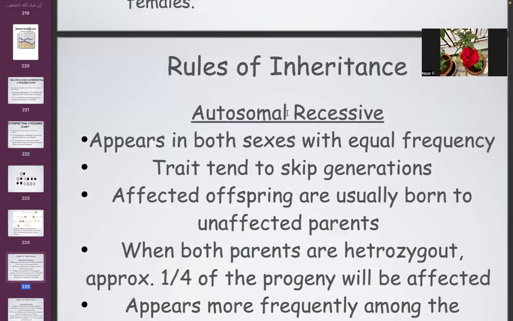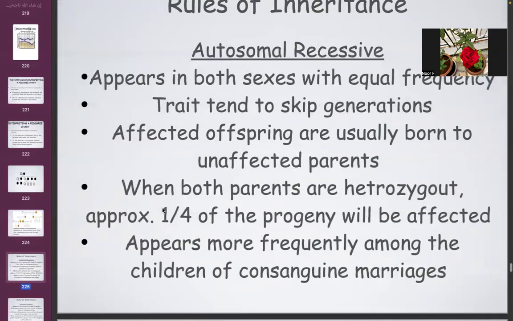Rules of inheritance. Autosomal recessive appears in both sexes with equal frequency. The trait tends to skip generations. Affected offspring are usually born to unaffected parents.